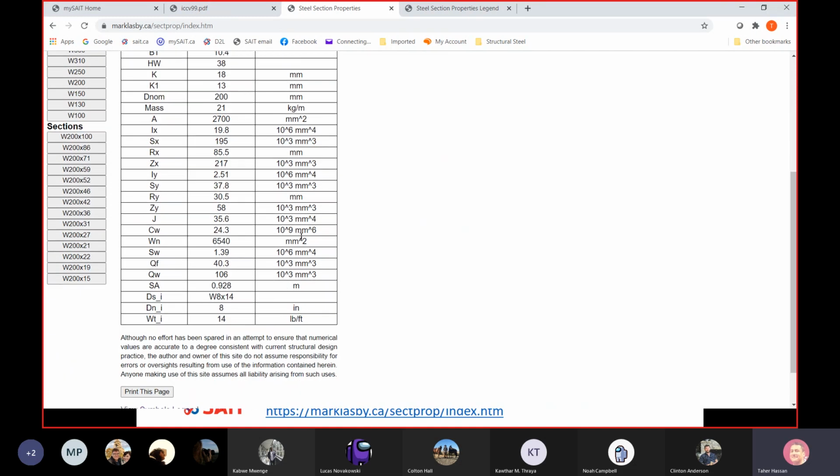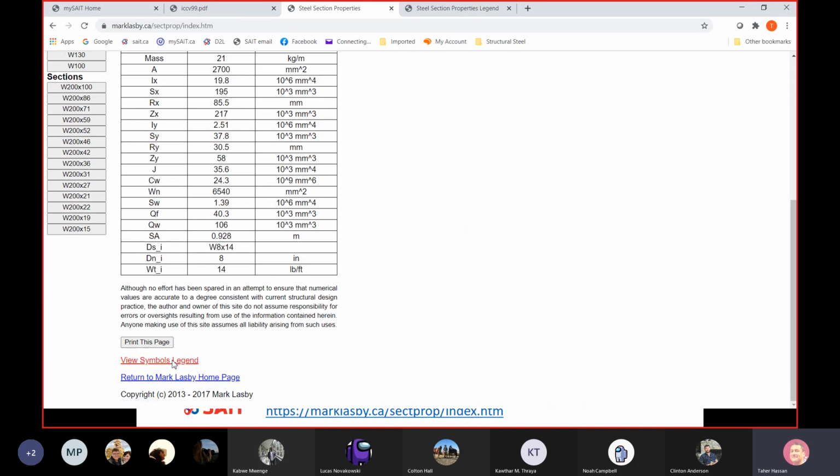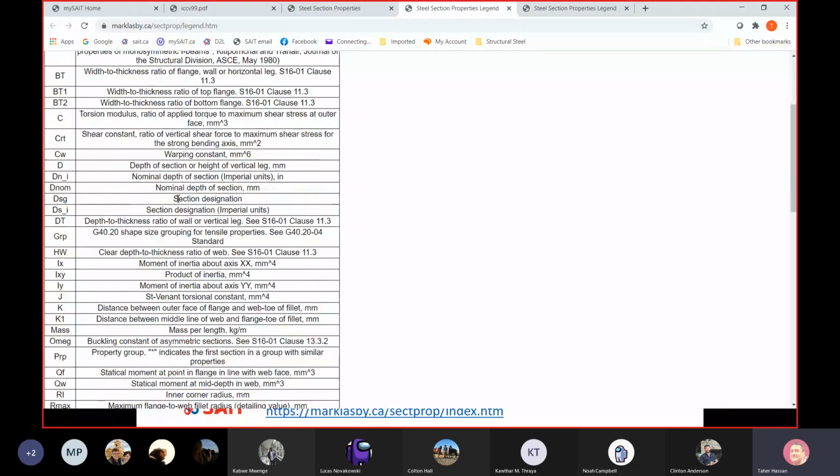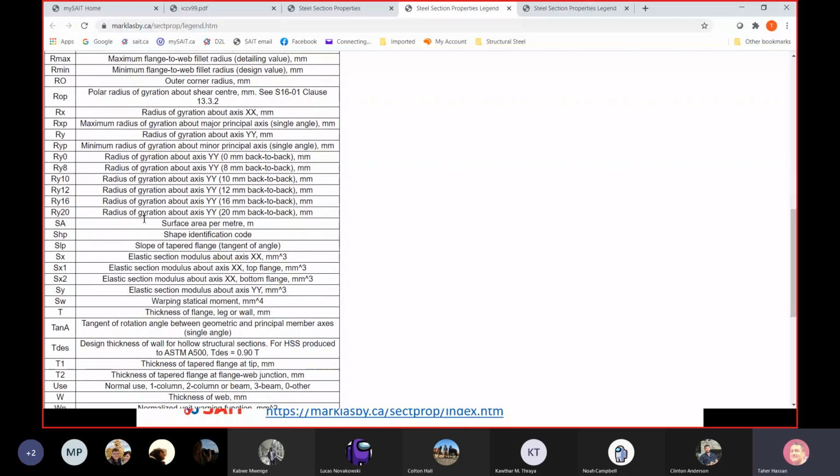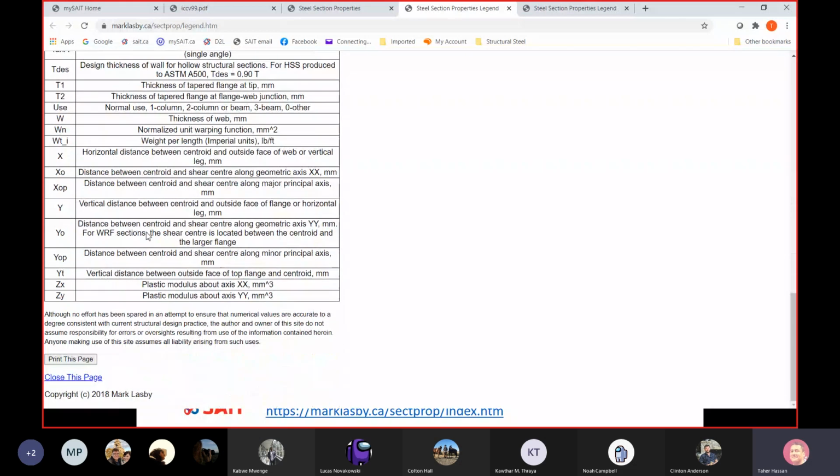Again, I know it's difficult for you, but let's go to this page here, which talks about the symbols. Which one of those symbols represents the moment of inertia? Can anybody tell me? Ix. And if I scroll down, you will see Iy as well, somewhere here.